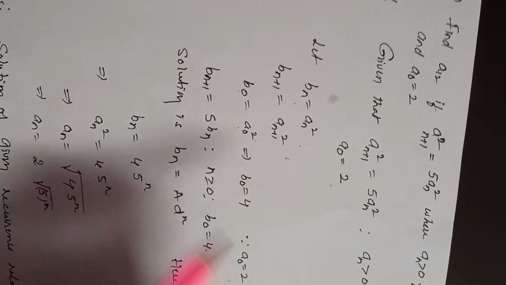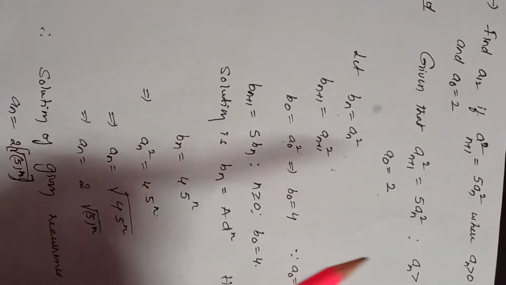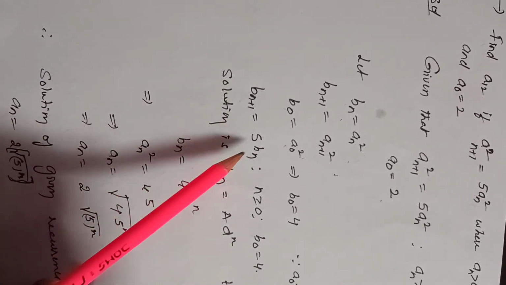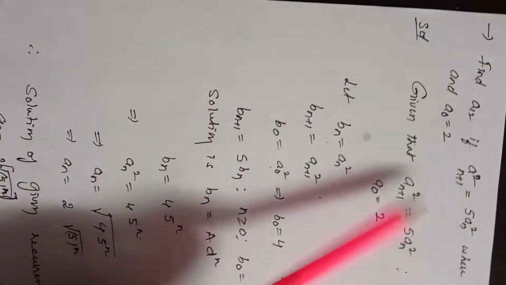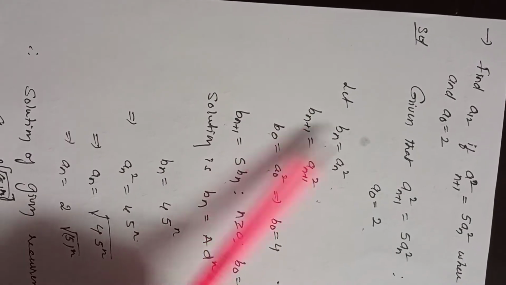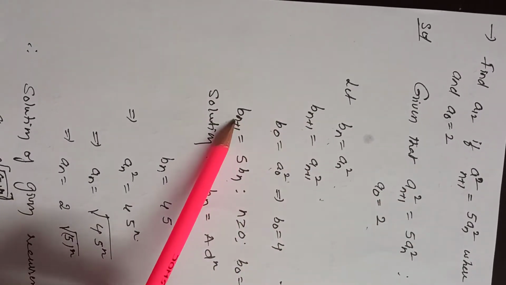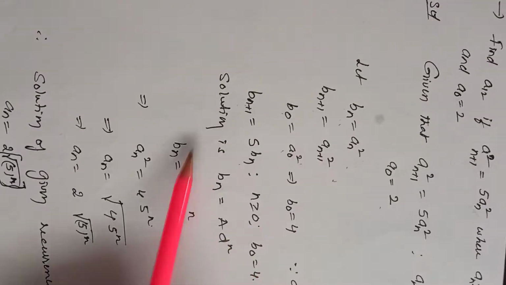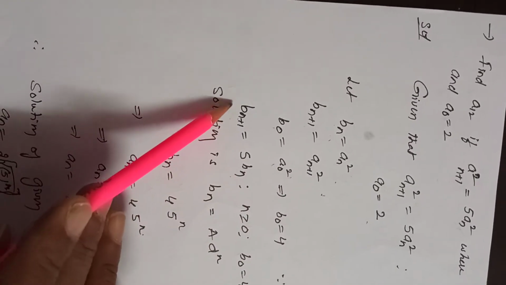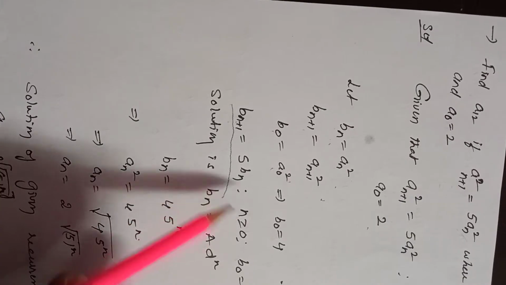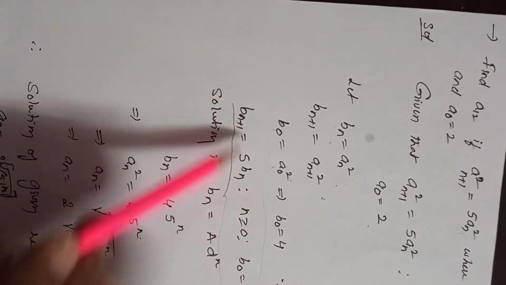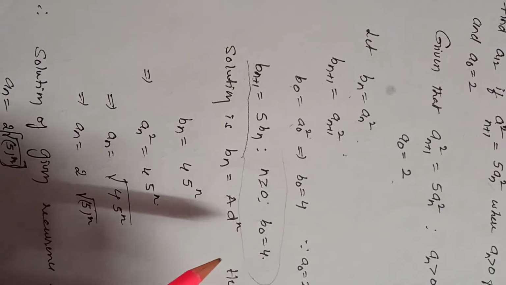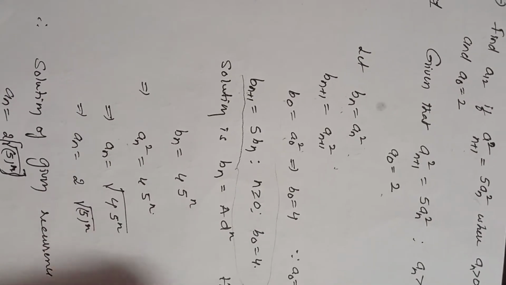Now the given recurrence relation can be written as b_{n+1} = 5 into b_n. See, a_{n+1} square is b_{n+1}, right? And 5 into a_n square can be written as 5 into b_n. Now b_{n+1} = 5b_n, where n is greater than or equal to 0, b_0 = 4. This is a linear homogeneous recurrence relation.